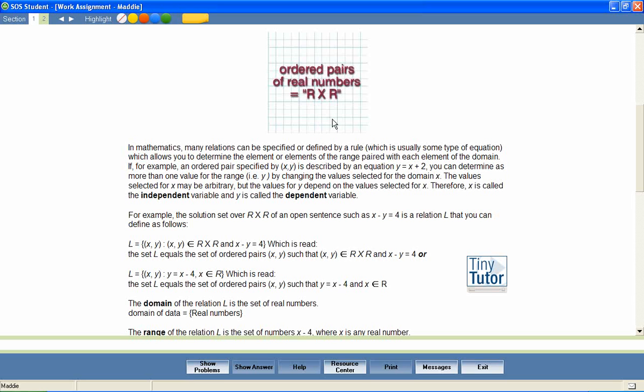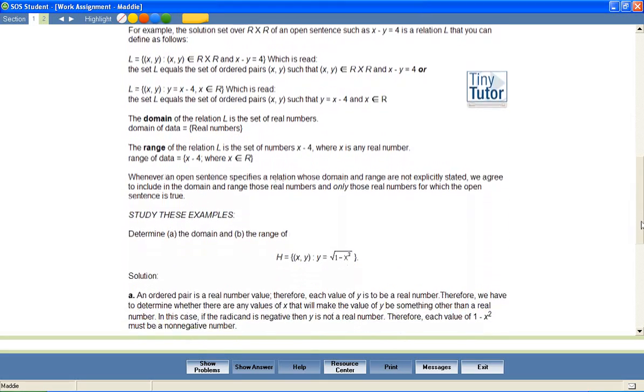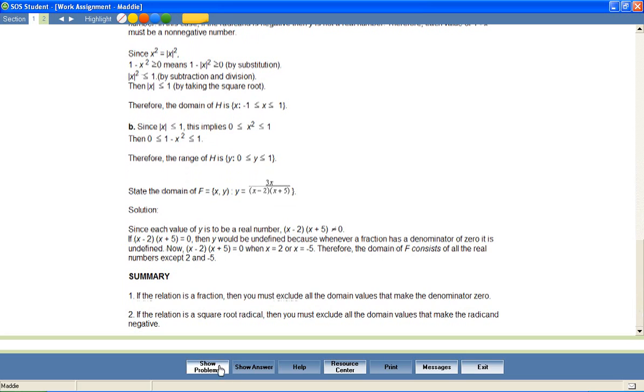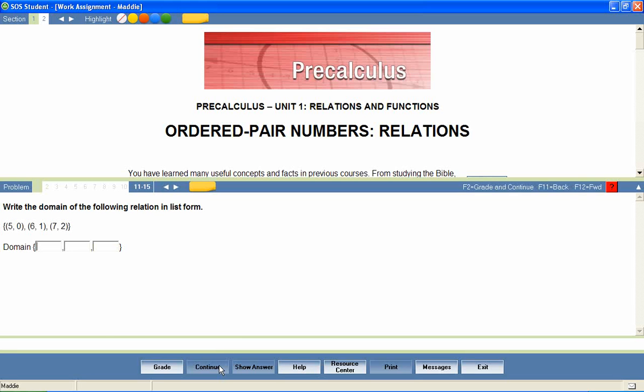At the end of the lesson, the student is presented with a series of questions that provide a review of lesson content. Questions are presented in a variety of formats, including matching, fill in the blank, multiple choice, multiple select, click and place, essay questions, and many more. 85 to 90% of student work is graded instantly by the program.